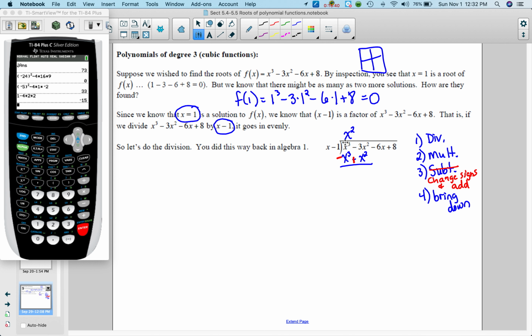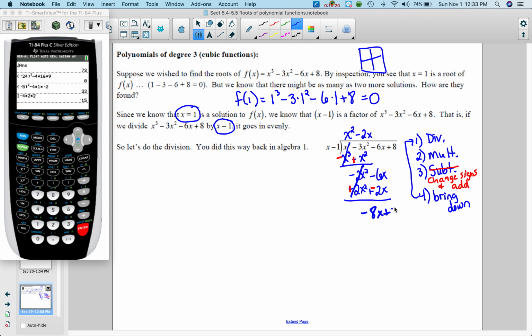When I do that, these cancel out and I get negative 2x squared. Now bring down. Then I go back up to divide. x, I need to multiply by a minus 2x. That was the divide part. Now I'm going to multiply. I get negative 2x squared plus 2x. Change the signs and add. And when I do that, these drop out and I'm left with negative 8x.